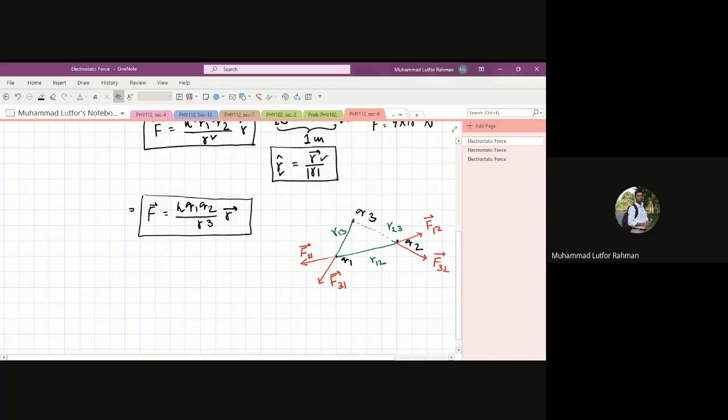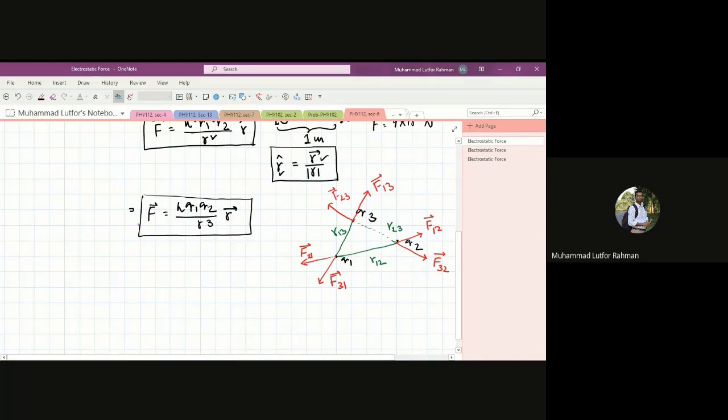And on Q3, say this is one force, which is the force on 3 provided by 1. And this is the force on 3 provided by 2. If one is negative, then this vector is going to flip in the opposite direction. They are going to attract each other.